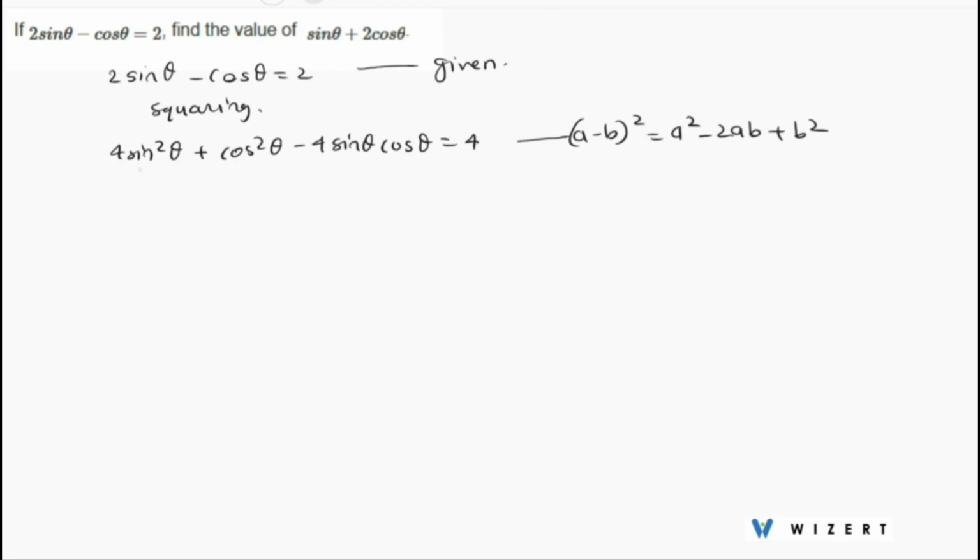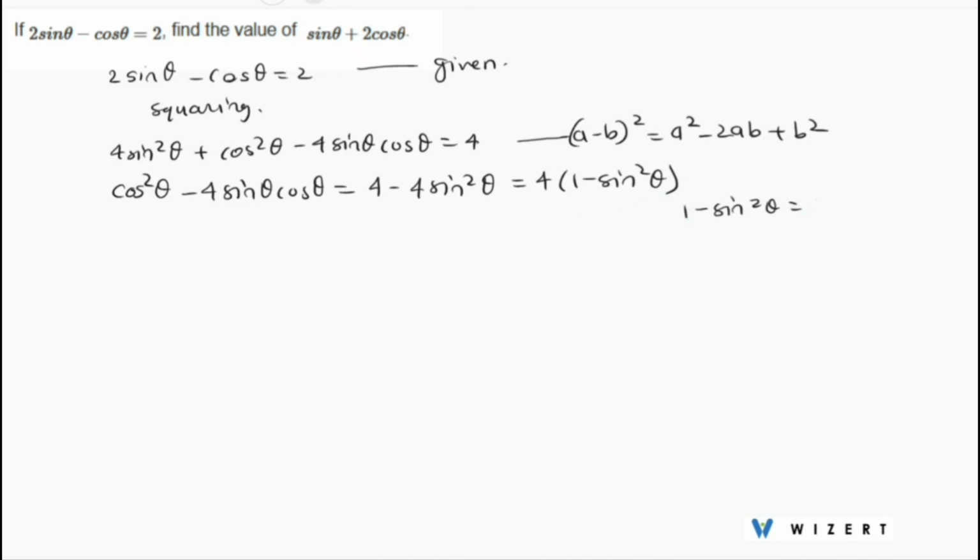So what we have is cos square theta minus 4 sine theta cos theta equals, instead of converting this, let's take this over to the right hand side, 4 minus 4 sine square theta. So this is 4 multiplied by 1 minus sine square theta. So we know 1 minus sine square theta is equal to cos square theta, so we'll simply replace it with that. So 4 cos square theta equals cos square theta minus 4 sine theta cos theta.